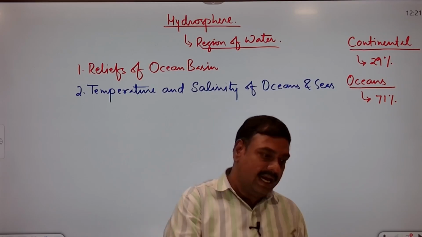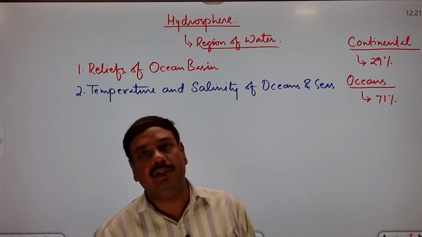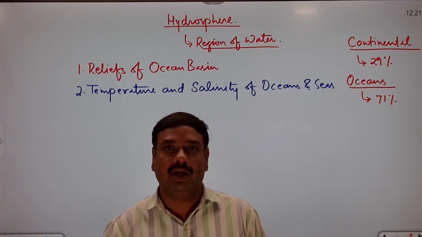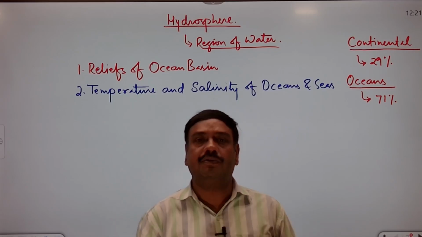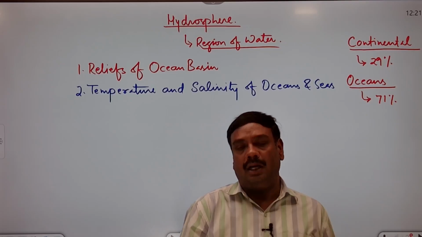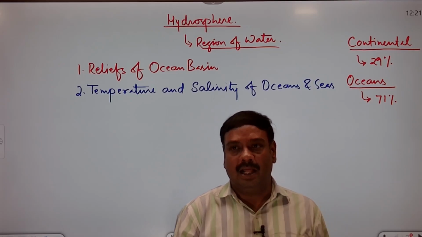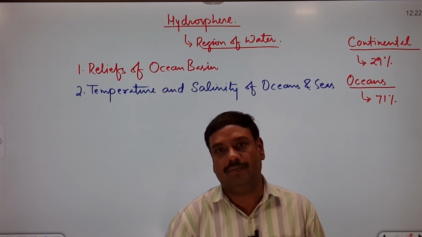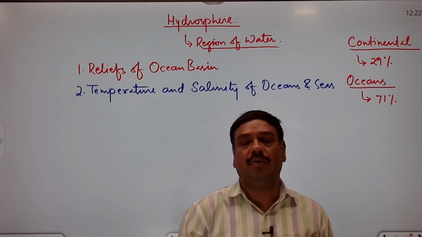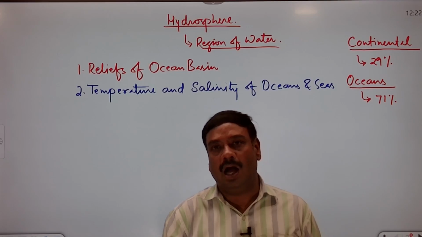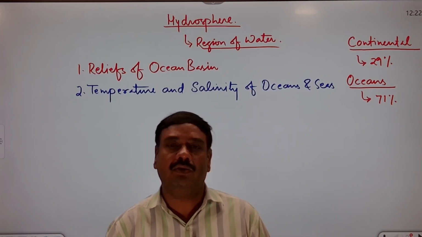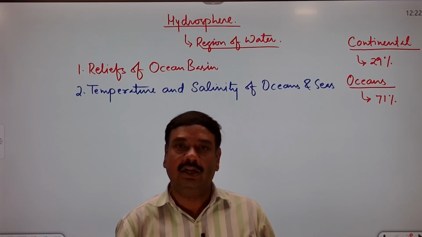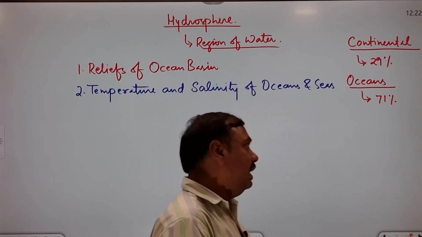And the second aspect which we can see, especially with the water of oceans and seas, is the salinity. As we all know, so much salt is dissolved in the oceanic water and sea water, and that amount of salt makes up the salinity of the ocean water. And there we will see the trend of salinity also, how the salinity gets distributed in the ocean water and sea water. So, we will see all those factors in this chapter, right.